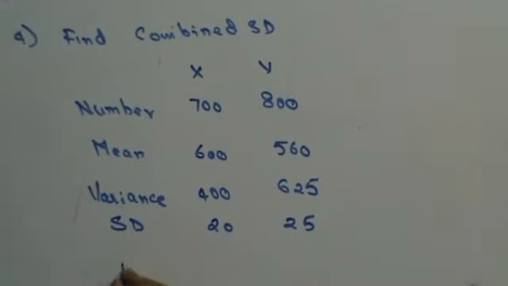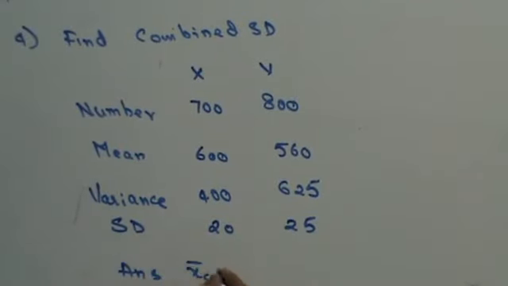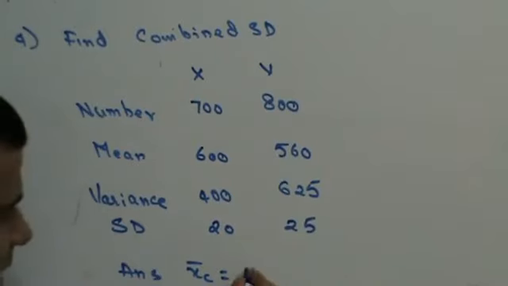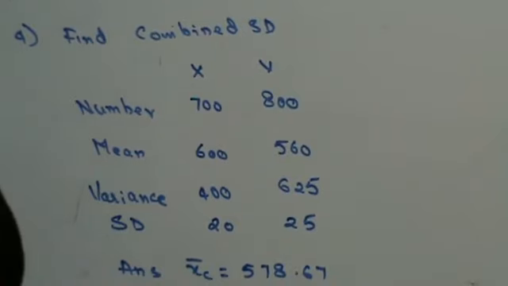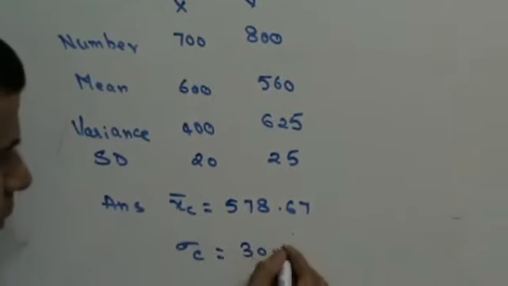Answer. Combined mean is going to be 578.67 and combined standard deviation should be 30.30.